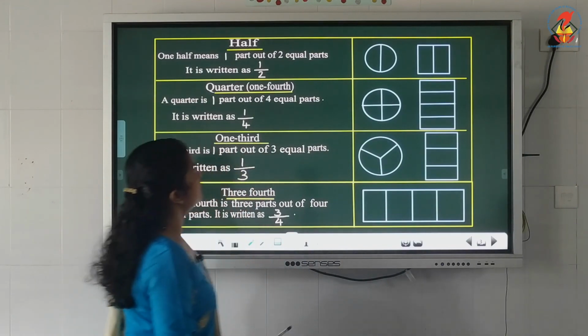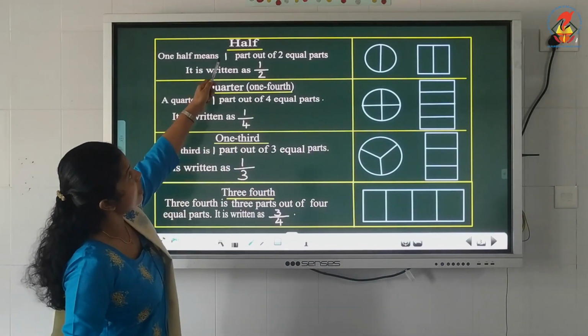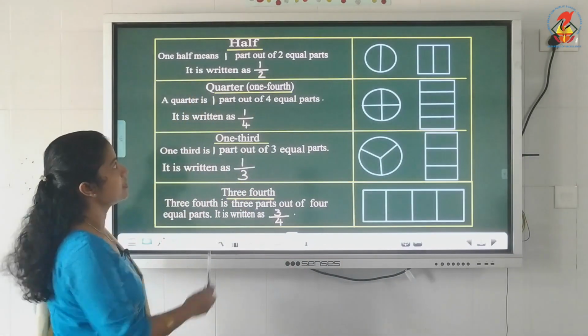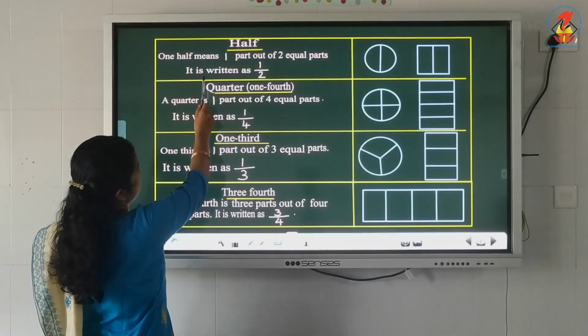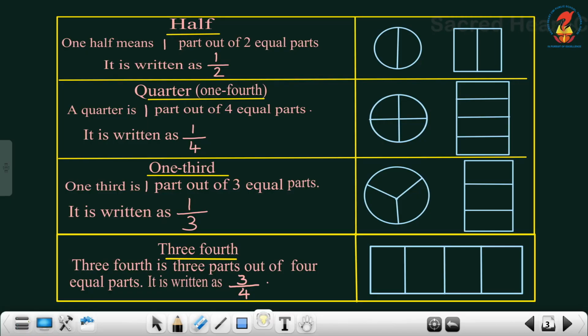So now look here. First one is half. What is half? 1/2 means one part out of 2 equal parts. Okay, 1/2 means one part out of 2 equal parts. It is written as 1/2. How is it written? It is written as 1/2.